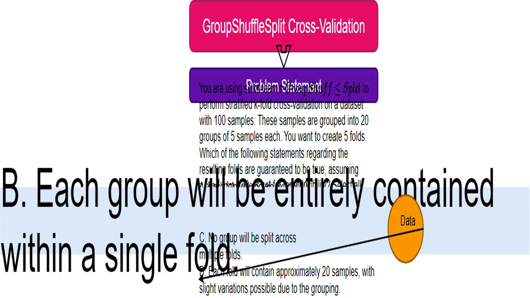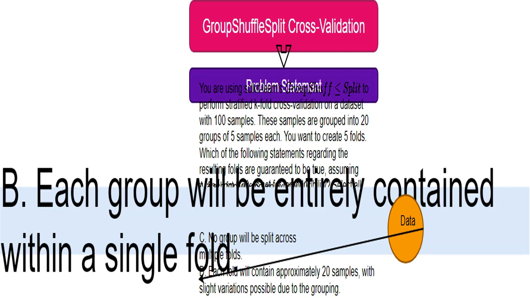The magic of GroupShuffleSplit is that it keeps all samples from the same group together in the same fold. It doesn't split them up. This is a key feature.